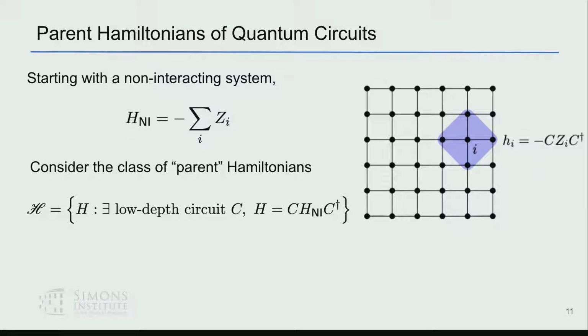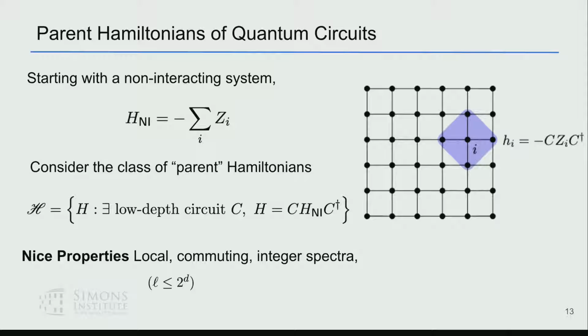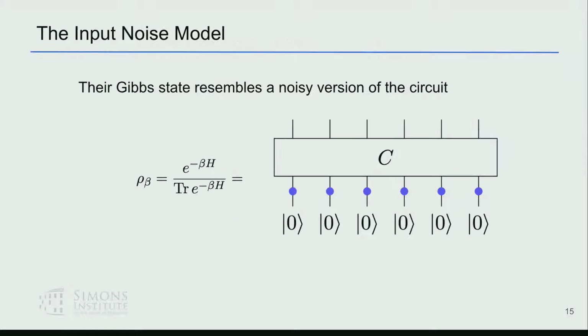These Hamiltonians have a number of nice and quite simple properties. They're local, where the locality is a function of the depth of the circuit. They're commuting and they have integer spectra, which are consequences of the original non-interacting system. And crucially, the ground state is the output of the circuit. What is slightly non-trivial, however, is that their Gibbs states actually resemble a noisy version of the circuit.